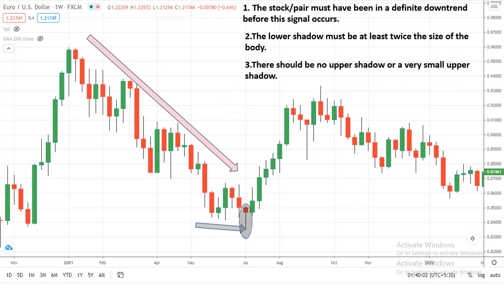Our third condition, there should be no upper shadow or a very small upper shadow. Now if you look at this candle, the candle has made a small upper shadow. So all our conditions are satisfied, and guys, after that you can see the result. So I think you got an overall idea of how a hammer candle looks and what conditions you should note in order to find a perfect hammer candle.